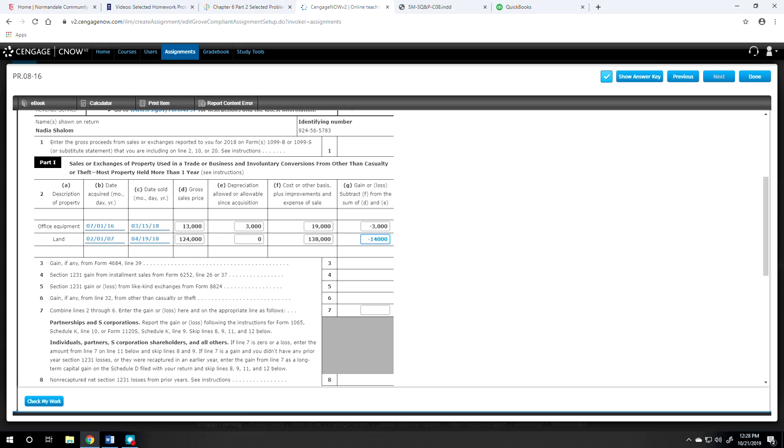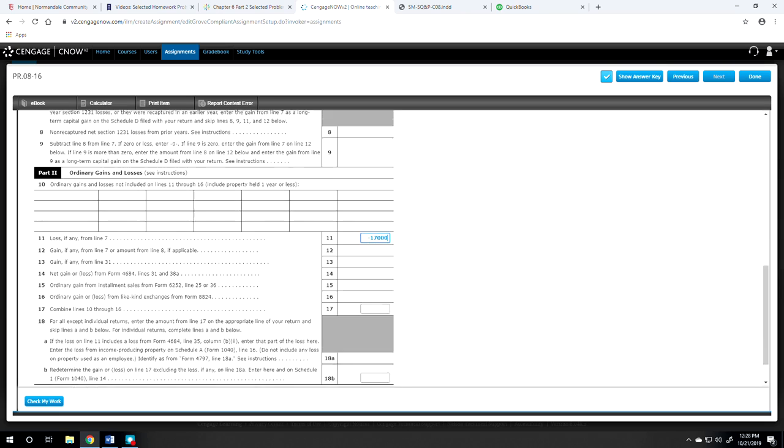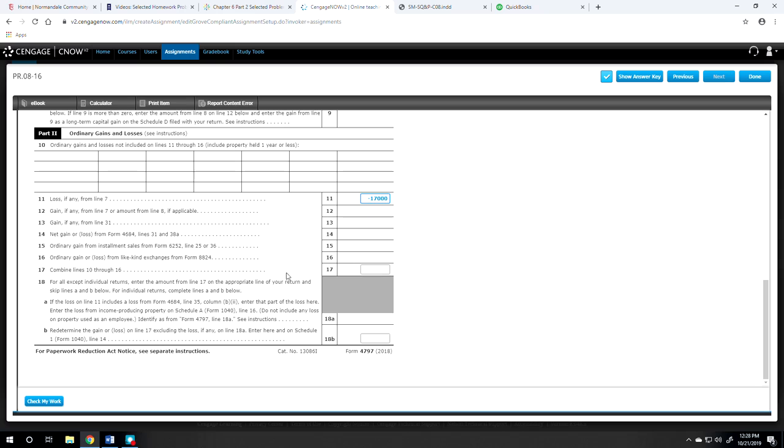Combine lines 2 through 6. All we have is stuff on line 2. $17,000. Loss, if any, from line 7, which is what we have up there as a loss. Combine lines 10 through 16. Well, all we have is what's on line 11, so it makes it super easy, right? And 18B, just carrying the same number down. So that was actually pretty simple.